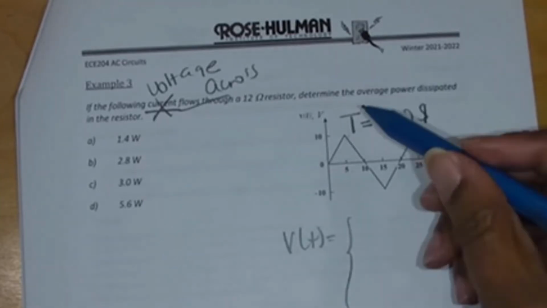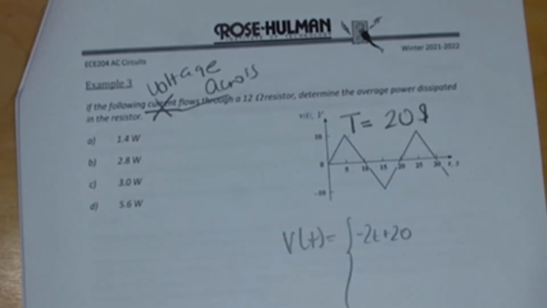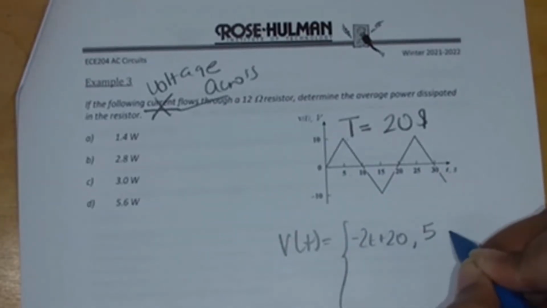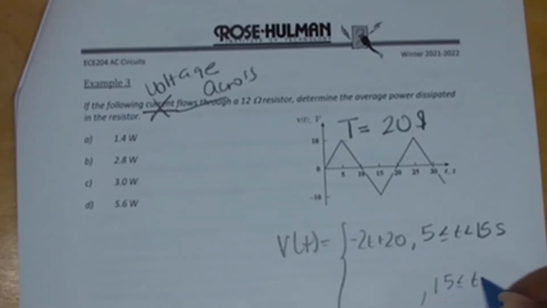I'm going to say the equation of this line is negative 2t plus 20, and that is between 5 and 15 seconds. The equation of the line between 15 and 25 seconds is 2t minus 40. Why am I doing this? If I integrate from 0 to 20, I have to use 3 integrals. If I integrate from 5 to 25, I only have to do 2 integrals.